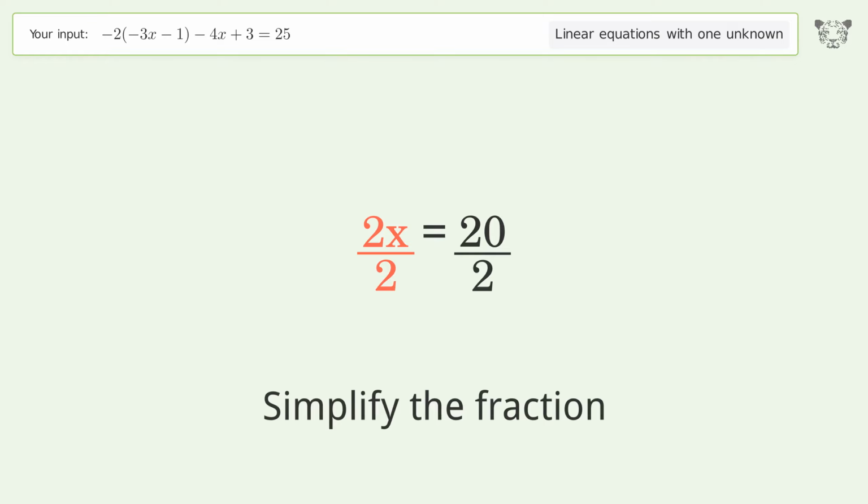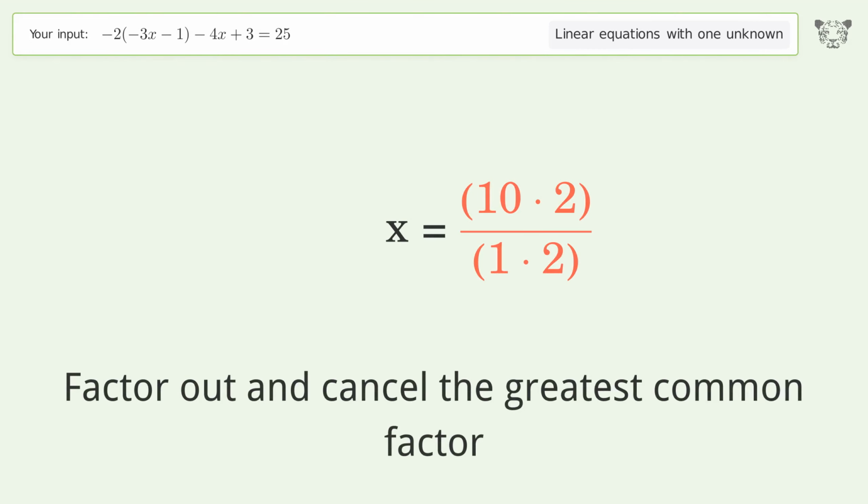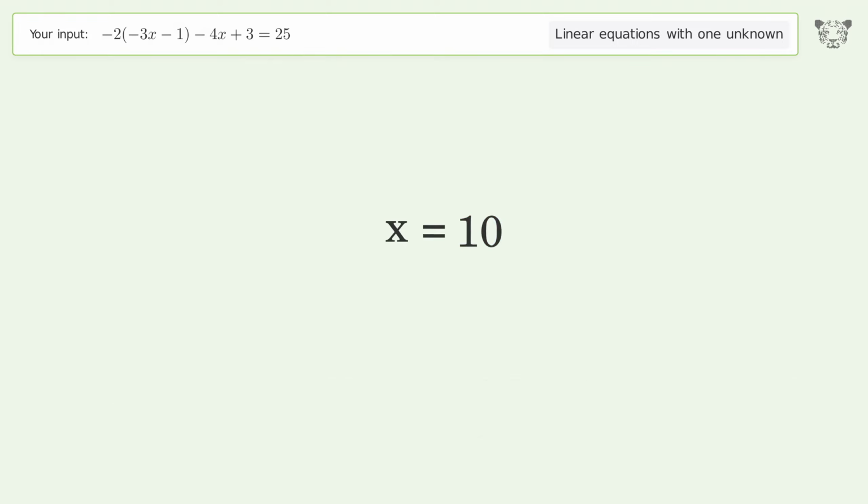Simplify the fraction. Find the greatest common factor of the numerator and denominator. Factor out and cancel the greatest common factor. And so the final result is x equals 10.